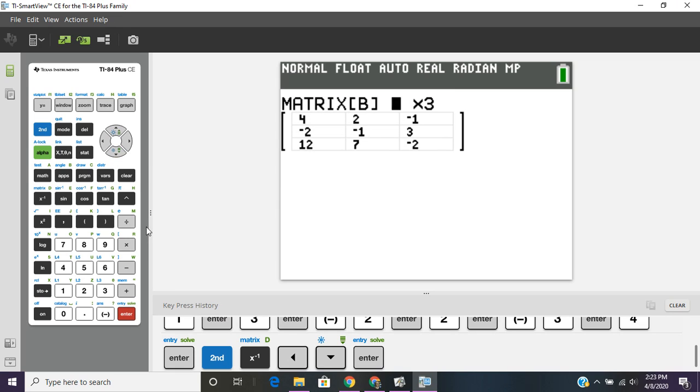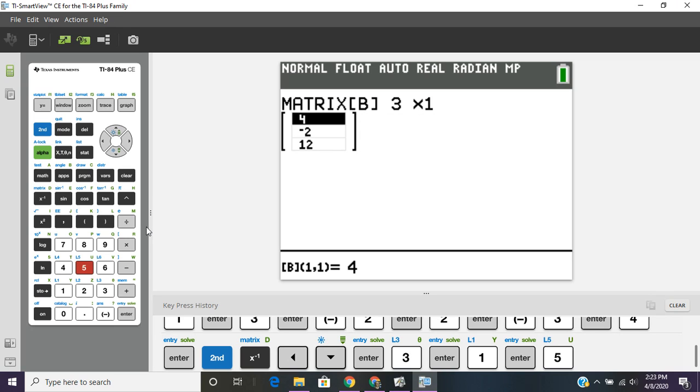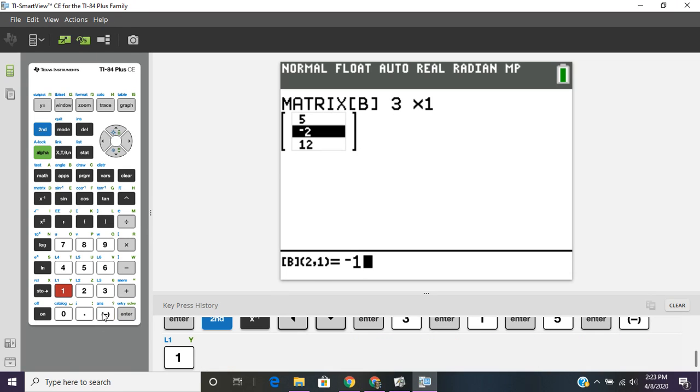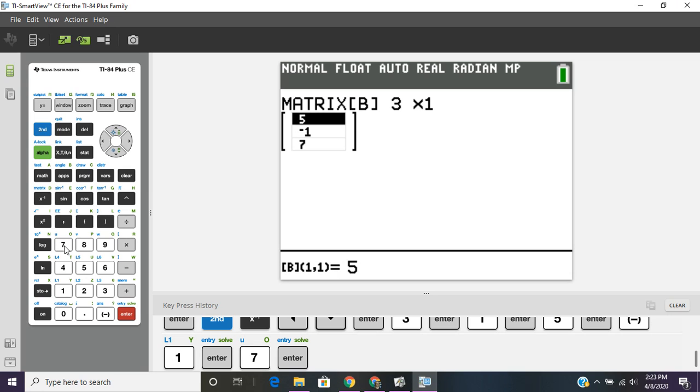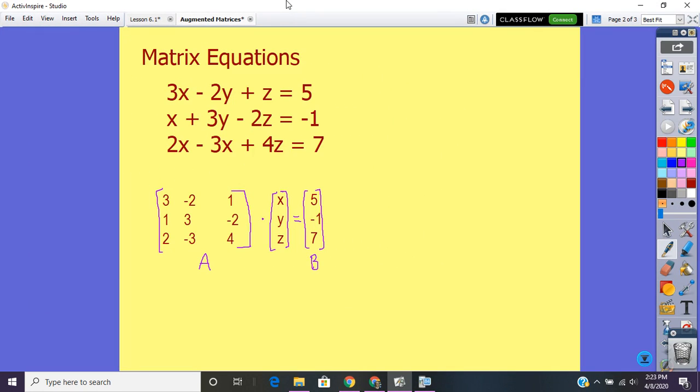Then I'm going to go second matrix and go to matrix B. This time it is not a 3 by 3, it is a 3 by 1. So I do that. So 5, -1, and 7. Feel free to pause the video to type things in with the calculator if you need to. All right, once I have those both typed in, since I can't divide, I'm going to say, okay, well, X, Y, and Z. So this matrix right here is going to equal matrix A's inverse times matrix B.